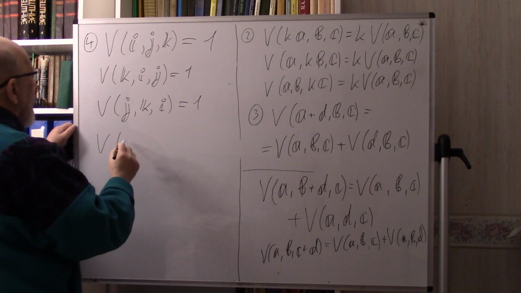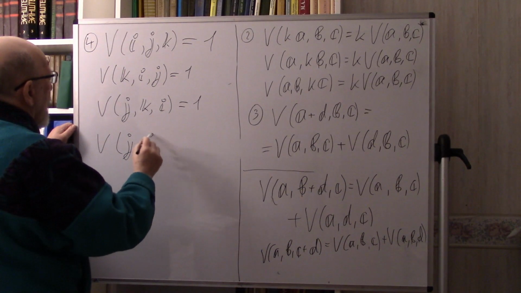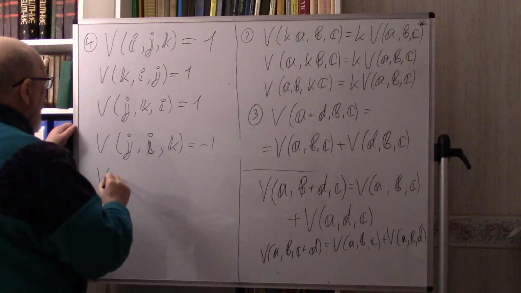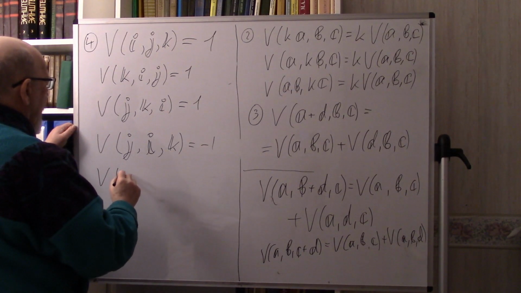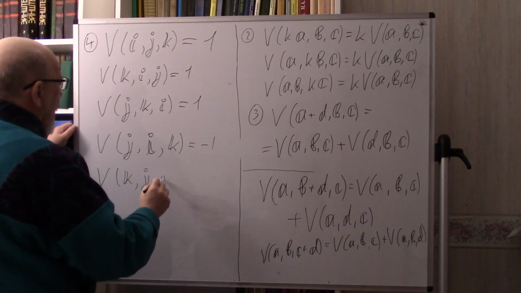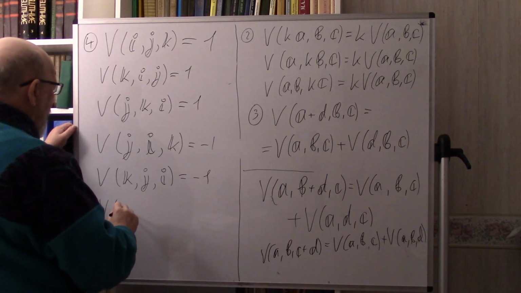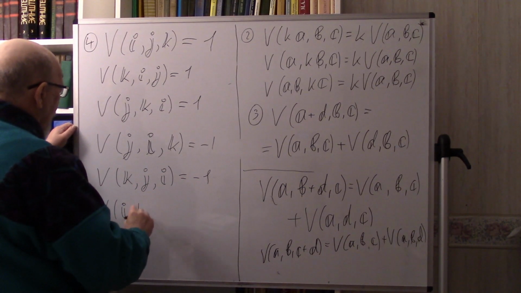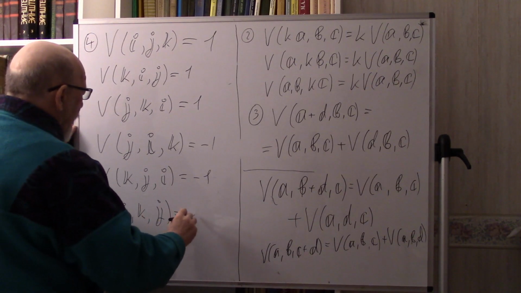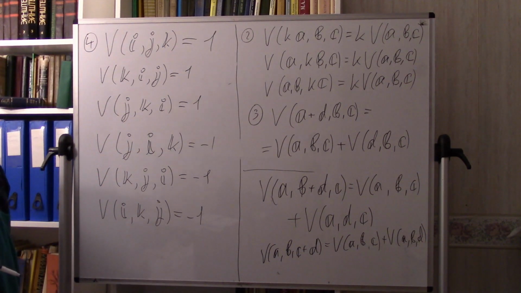And V of j, i, k equals minus 1. V of k, j, i equals minus 1, V of i, k, j equals minus 1, because these three are left triples.